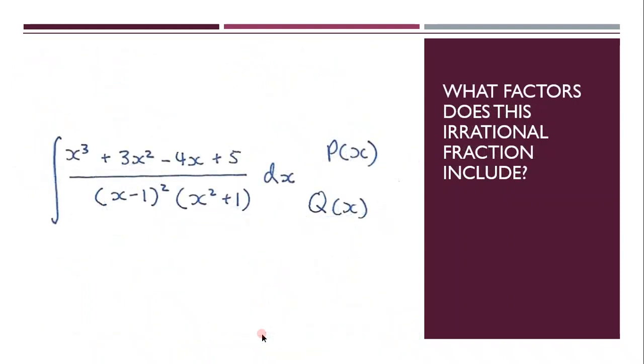So what factors does this rational fraction include? This one's a little different. As you can see, it's got a repeated linear factor and an irreducible factor of degree 2 repeated once.